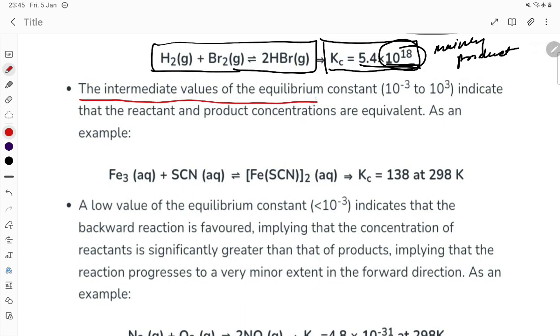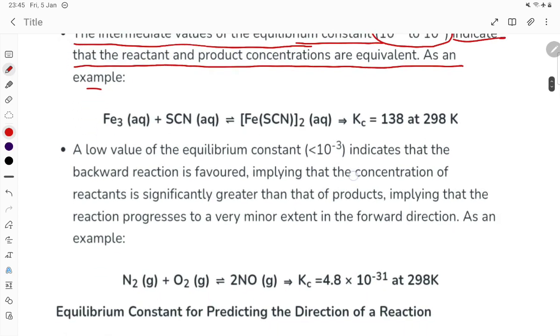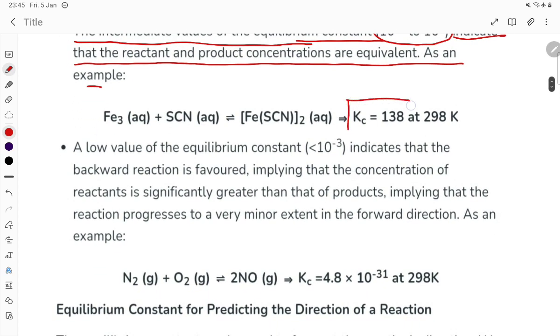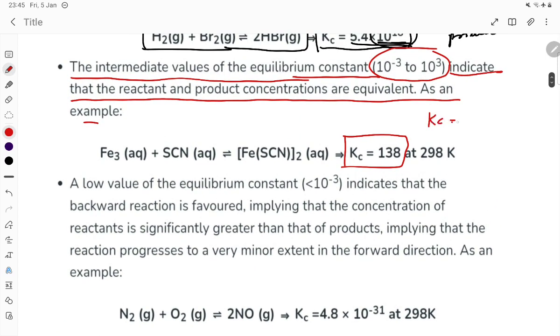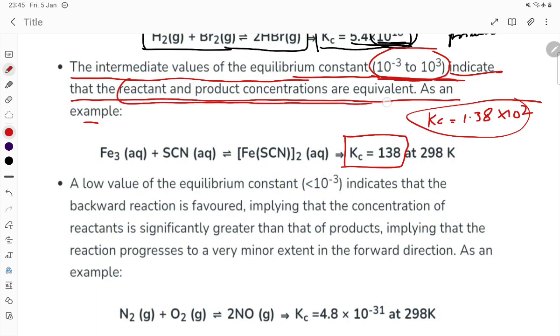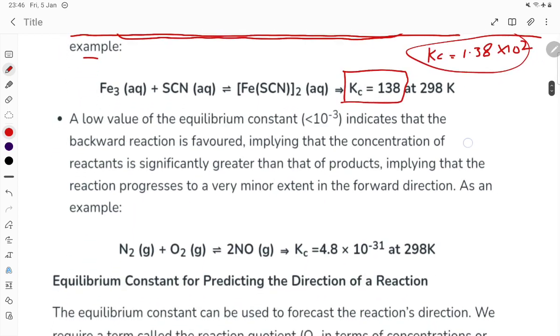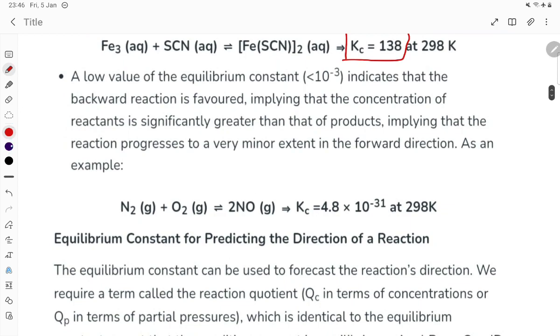Now we are going to understand the second point, student. An intermediate value of the equilibrium constant, that is 10 power minus 3 to 10 power 3, indicates that reactant and product concentrations are equivalent. As an example, Kc is 138, which you can write as 1.38 into 10 power 2. So this is between 10 power 3 and 10 power minus 3. That is, reactant and product concentrations are equivalent, and the equilibrium is there.